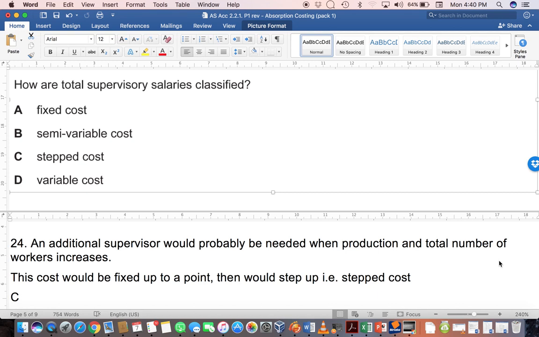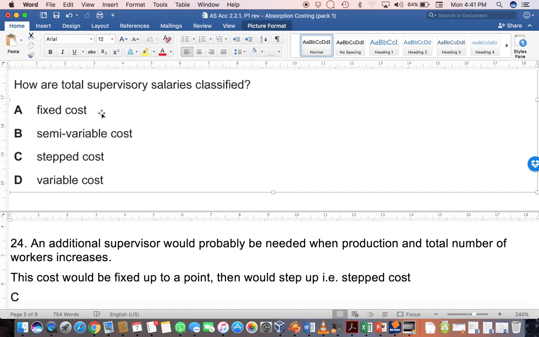Well, by definition, the additional supervisor is going to be needed when the production and therefore the total number of workers increases, because we know that we are already working at capacity, and so we would employ him in order to expand the factory. That means that the initial supervisory cost would be up until that capacity point and would then step up to where you are able to produce at a higher capacity, and so therefore this is known as a stepped cost. If we look at the options available, we would choose C.